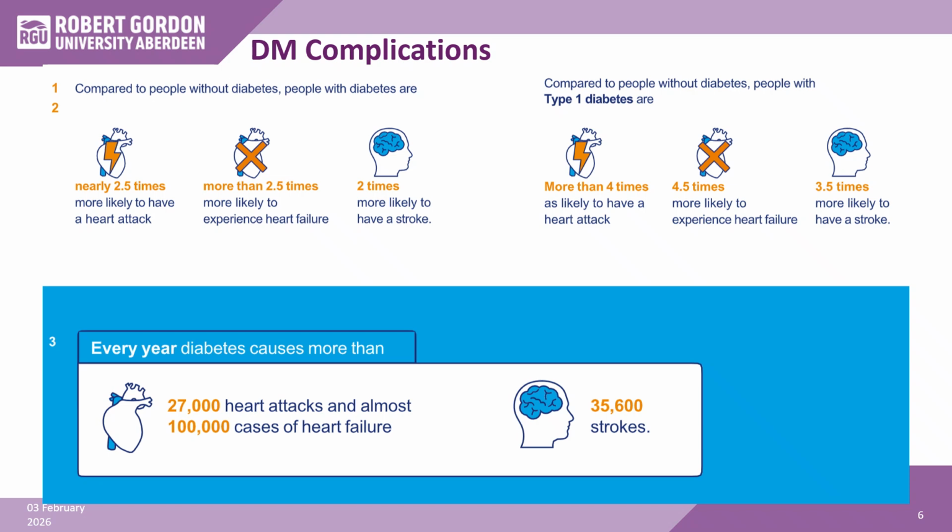When it comes to the complications, comparing people with or without diabetes, if you do have diabetes, you're 2.5 times more likely to have a heart attack, as well as heart failure, and twice as likely to have a stroke. Okay, and with those with type 1 diabetes, again, they are likely way more significantly lower than the rest of the population. And these again are the numbers here every year that have been estimated to be linked to events related to diabetes, uncontrolled diabetes, or progression of diabetes.